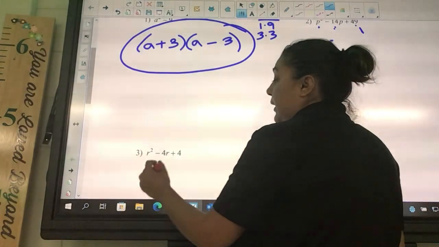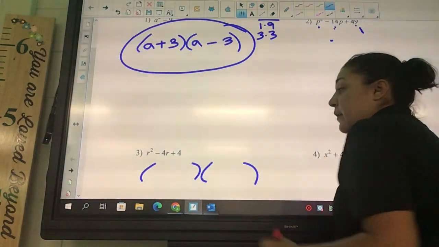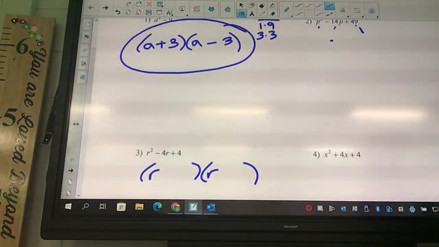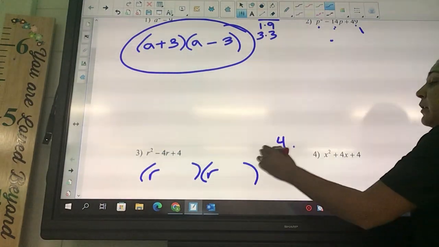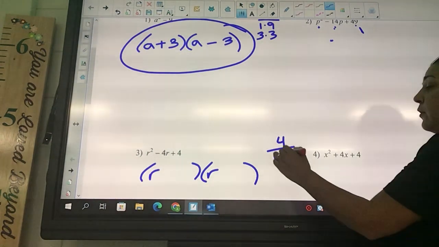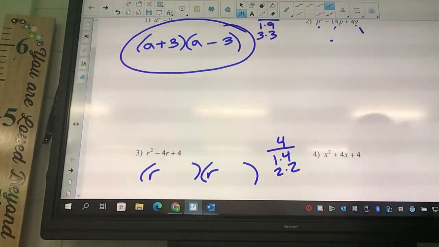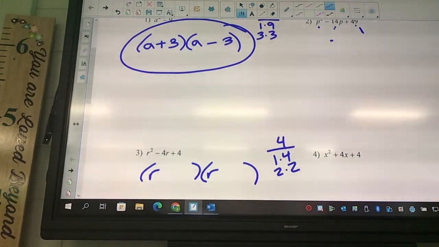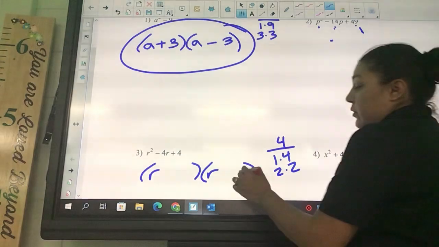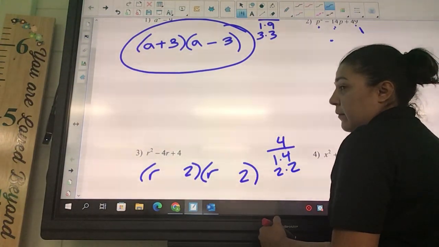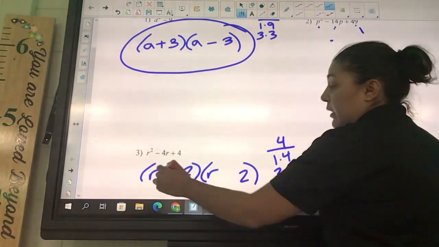Okay, look at 3. I'm gonna draw my parentheses, and I'm gonna say R and R. I'm making a list of what number? 4. What are some factors of 4? 1 and 4, 2 and 2. I'm trying to get something to equal what? 4. So what am I gonna use? 2 and 2, and I need a negative 4. Make them both negative, okay?